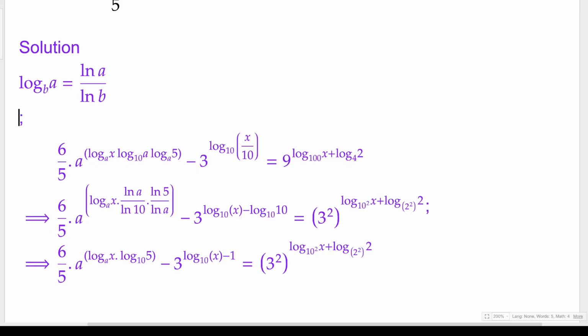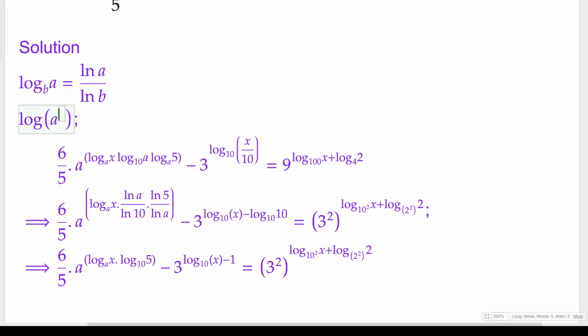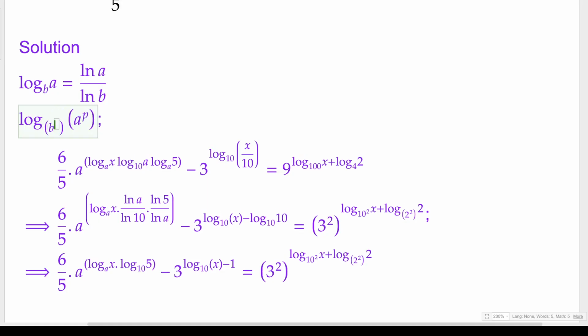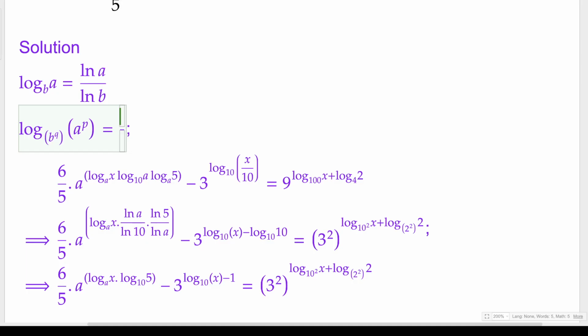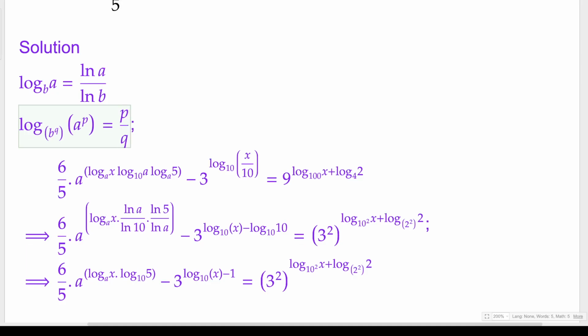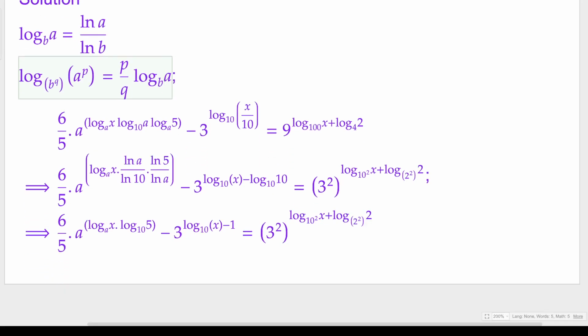Again, there is a property which says that if I am having something like this, let's say log of argument a power p, and in the base I am having, let us say, b power q, this can be written as p over q times log of a, where the argument is a and the base is b. So this is the property that I can use here in this case.